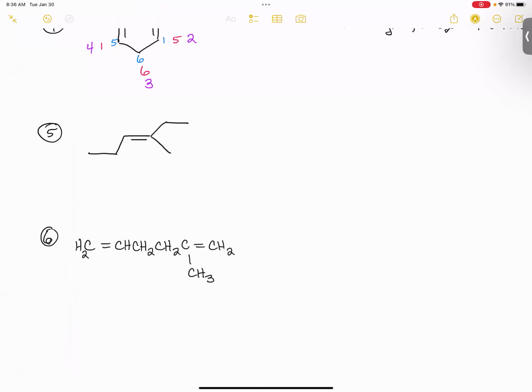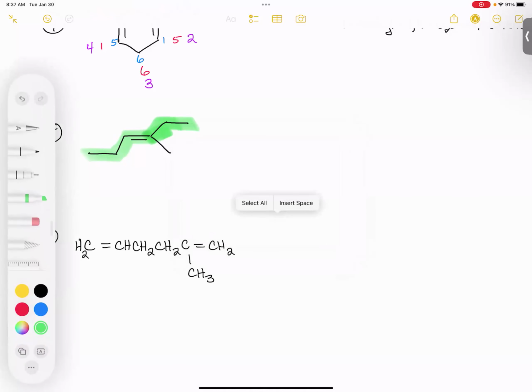Okay, on the first one. You find the longest chain. Do I go up or down from this point to find the longest chain? You've got to go up. So that's the longest chain, which is a 6-carbon chain. So it's going to be a hexene.